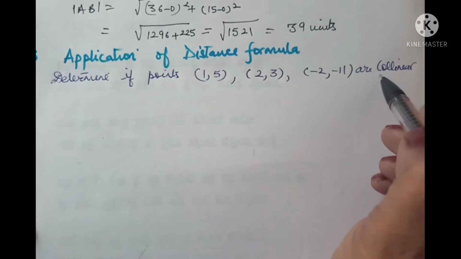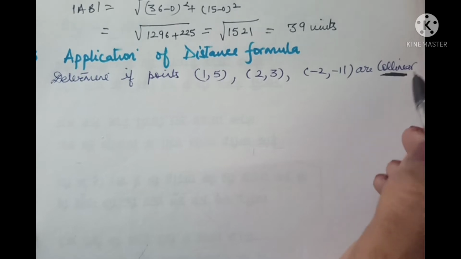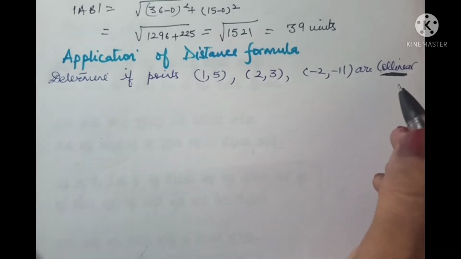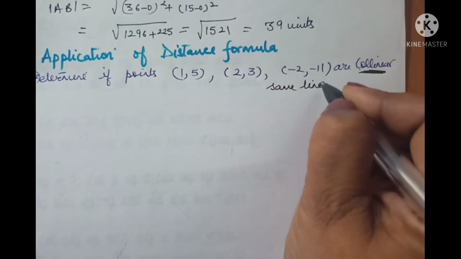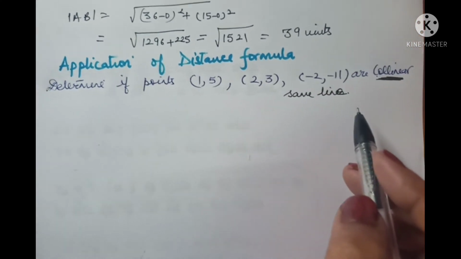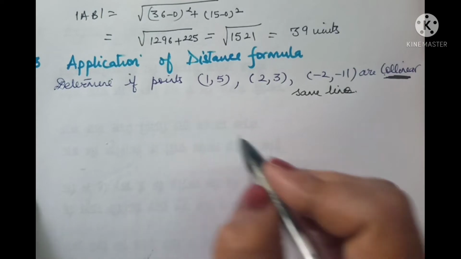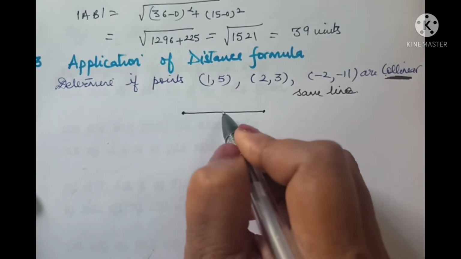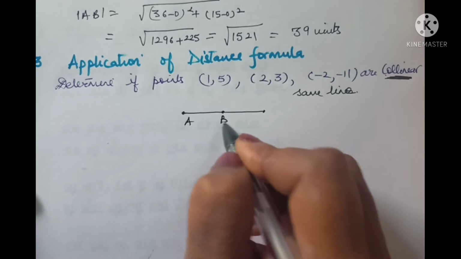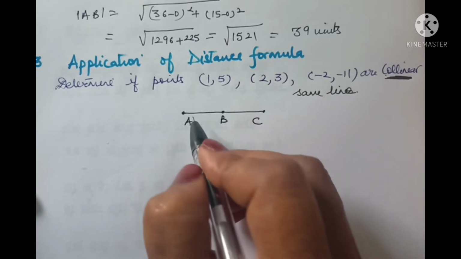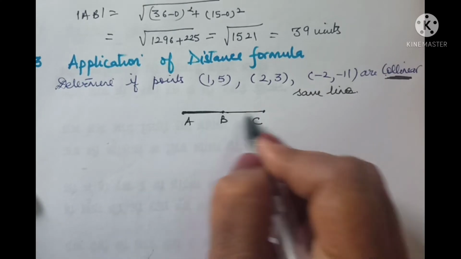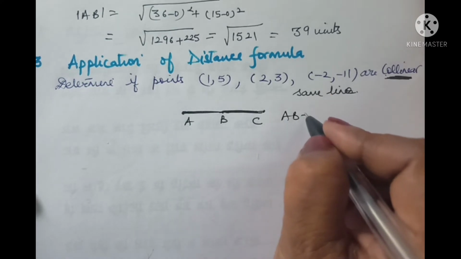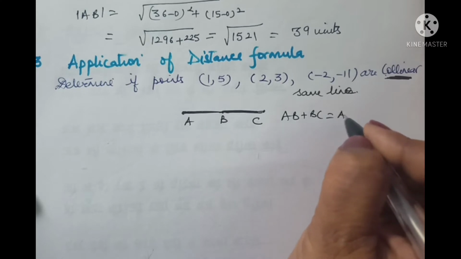Now, what are collinear points? First of all, see, it comes from the word itself, collinear, which lies on the same line, right? Which lies on the same line. So these are collinear points. So for that, see, how can we use the concept of distance? If 3 points A, B and C are lying on the same line, then distance of AB plus distance of BC should be exactly equal to distance AC.